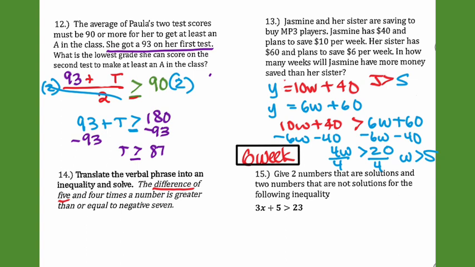14, we need to read and write this out. It says the difference of 5 and 4 times a number is greater than or equal to -7, and then we isolate our variable.